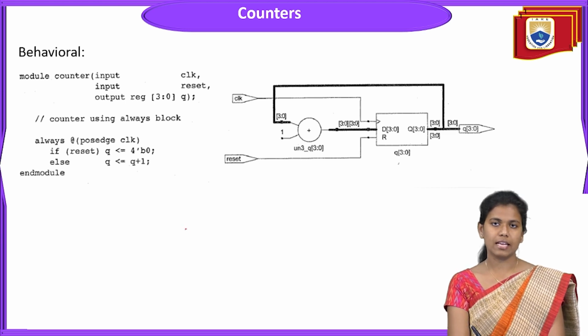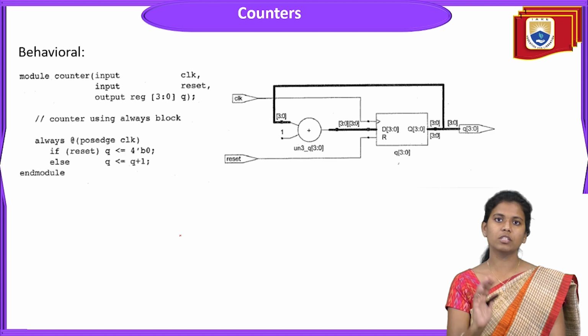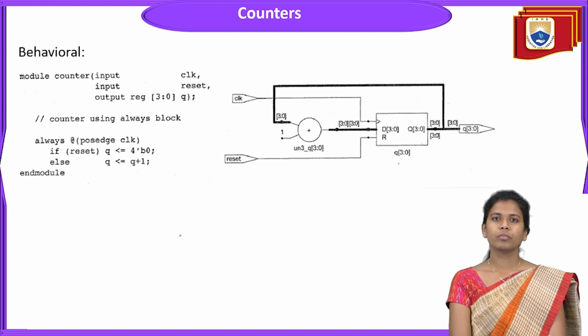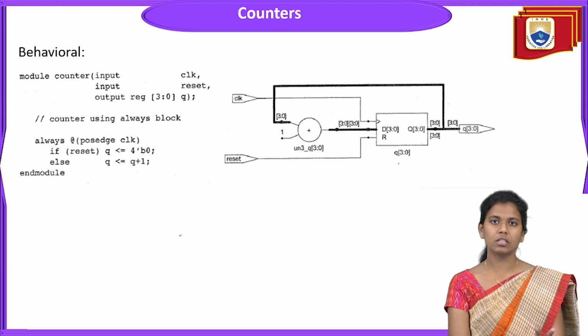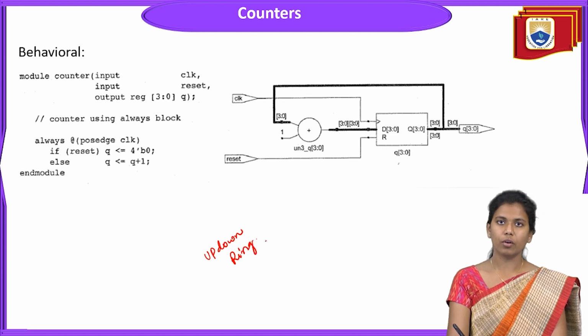In the previous classes, we have discussed what a counter is. A counter is a circuit that counts the bits from top to bottom, or bottom to top, or left to right, and right to left. It just counts the bits. We have different types of counters: up-down counter, ring counter.